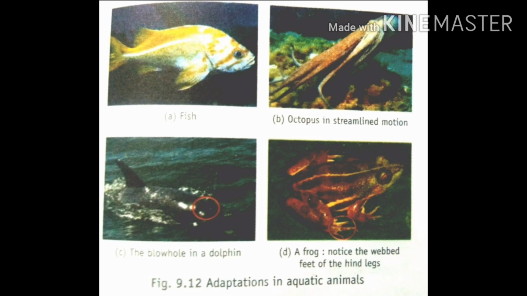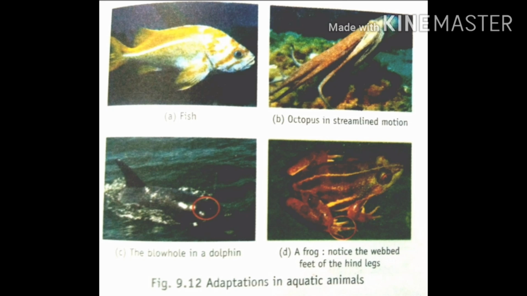Some animals like octopus and squid do not have streamlined bodies. However, while they move in water, they move their body in a streamlined way. Animals like dolphin and whale do not have gills to breathe in water. They have blowholes located at the upper part of their heads. This enables them to breathe easily when they swim near the surface of water.